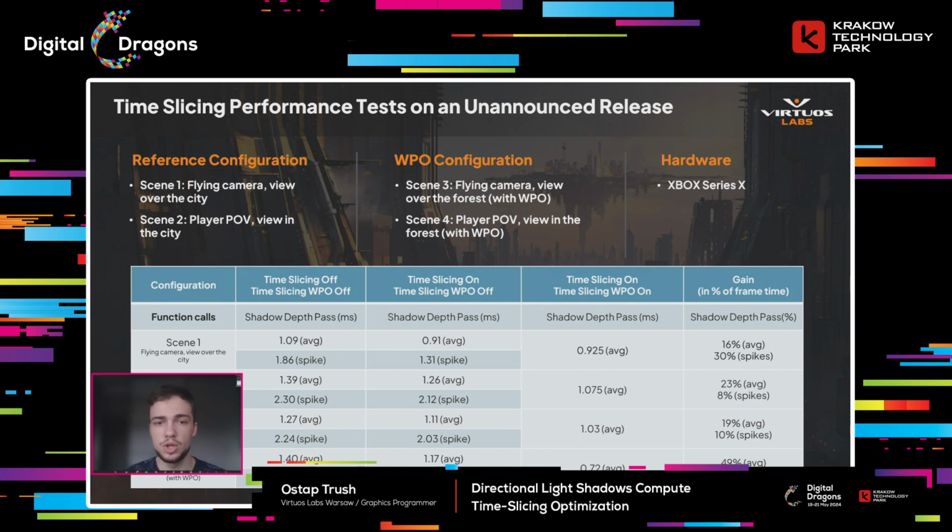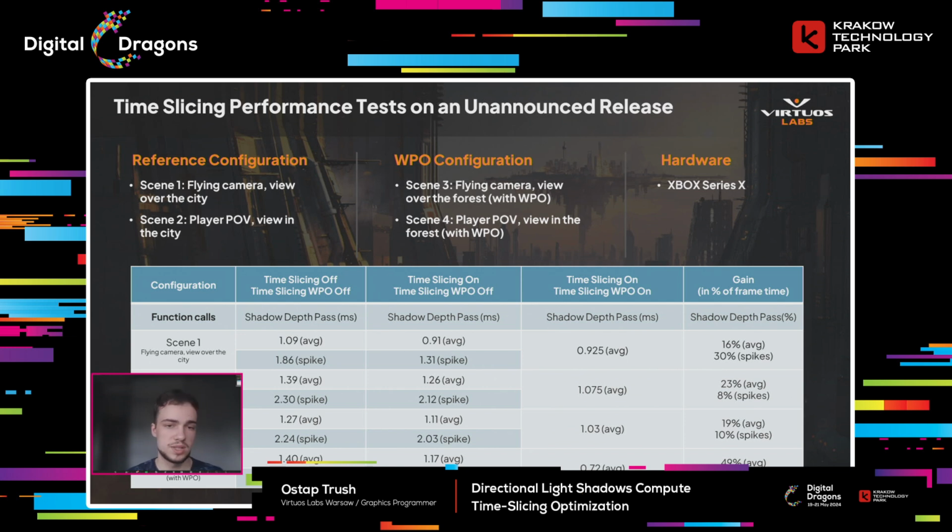And unfortunately, we don't have the spike data for this column. And so let's go over it. The first scene, which is again flying camera and view over the city, with all of our optimizations, we have a 16% gain for a shadow depth pass on average and 30% gain on spikes. For scene 2, we have 23% gain on average and only 8% on spikes.